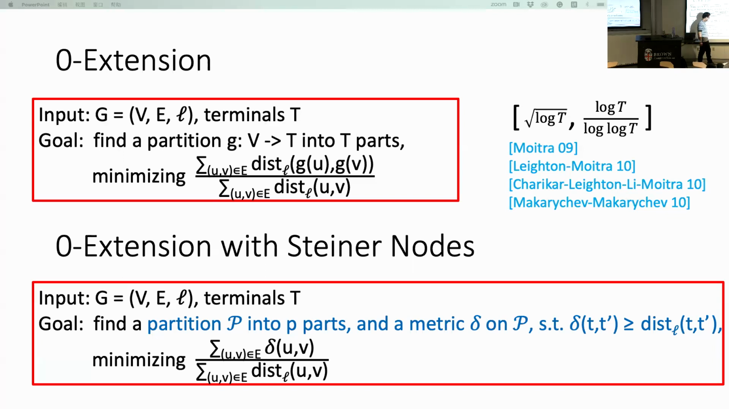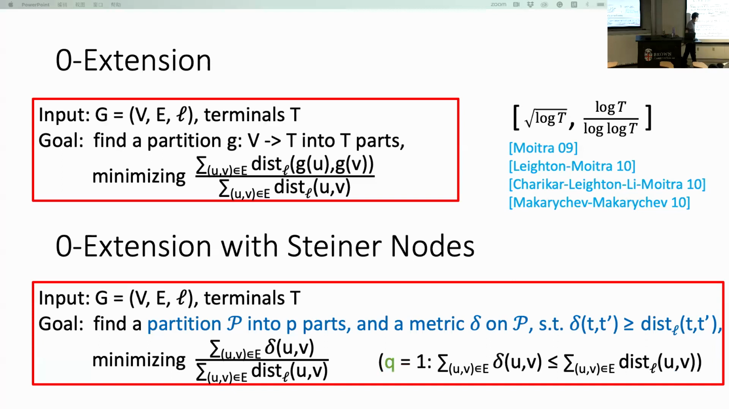In this case, as we're looking at the quality 1+ epsilon case, and by the reduction we lose the 1+ epsilon there, we're really looking at the quality 1 case. So the total new edge length is no more than the total old edge length. This is what we really want to achieve.